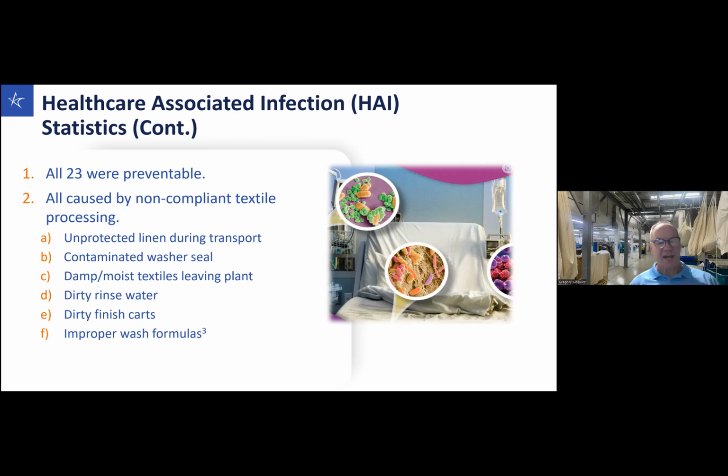And we all know that pathogens love to live in damp, moist environments. In one, there was dirty rinse water in the washer. In one, there were dirty carts. That's another environmental area. And then in one, there were improper wash frames. So all of these things that caused outbreaks were all preventable with good laundry practices.